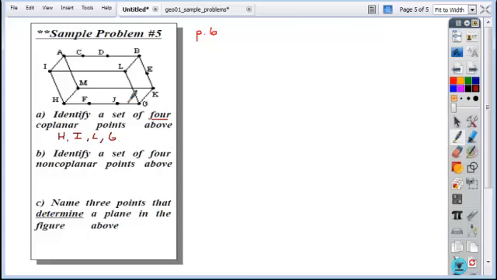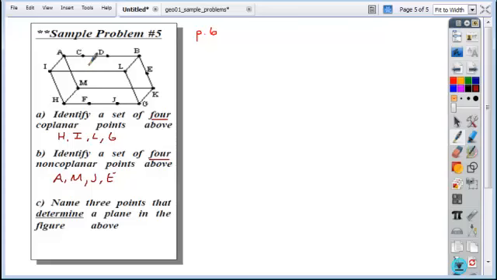All right, Nicholas, what would be a set of 4 non-coplanar points? A, M, J, and E. Okay, so A, M, J, and E. The easiest way to test this is just take any 3 of these that you know determine a plane. So A, M, and E. A, M, and E are all on this.